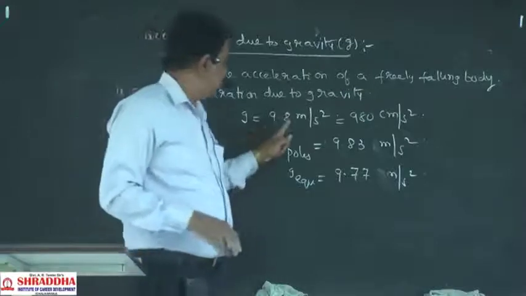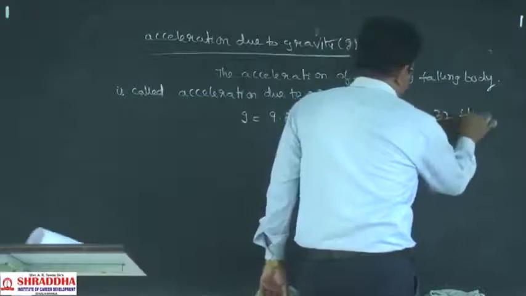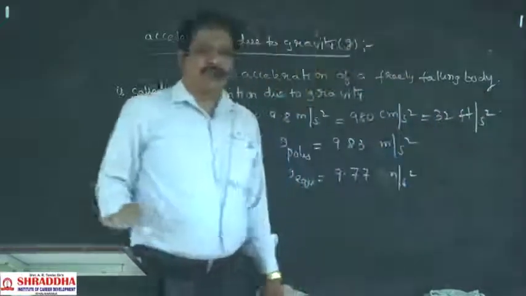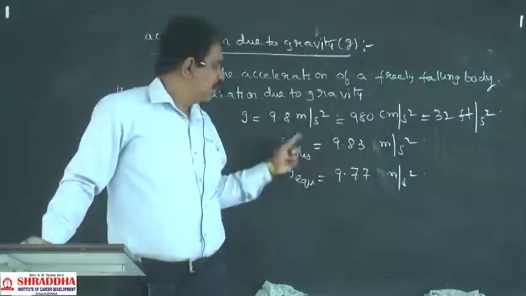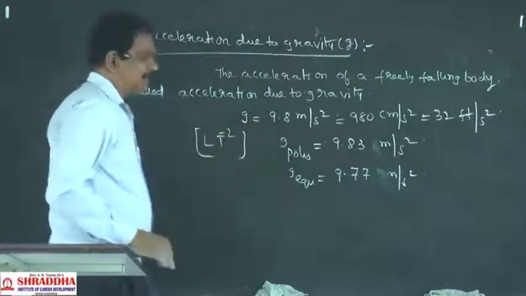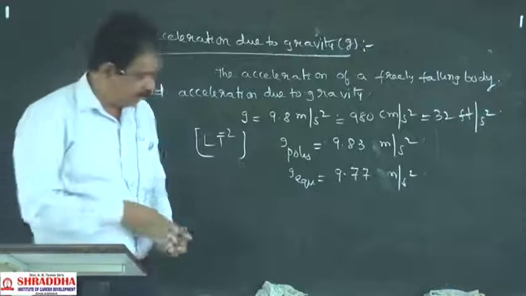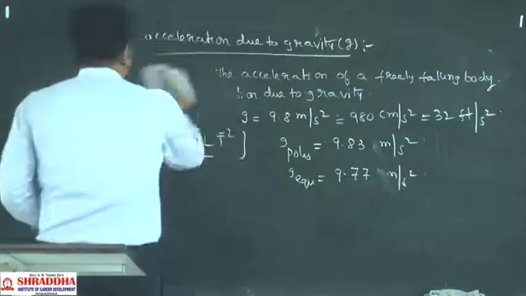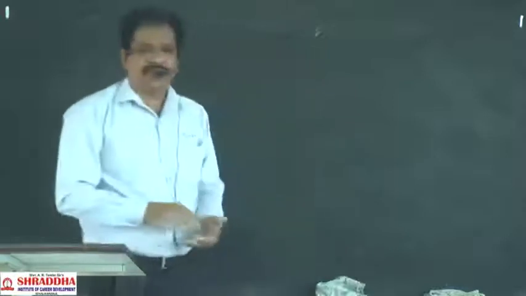SI unit, SI value, CGS value. Sometimes they will ask the FPS system also. 32 foot per second square, that is the g value in the FPS system. What is its dimensional formula? You know very well. Dimensional formula will be LT power minus 2. Clear?